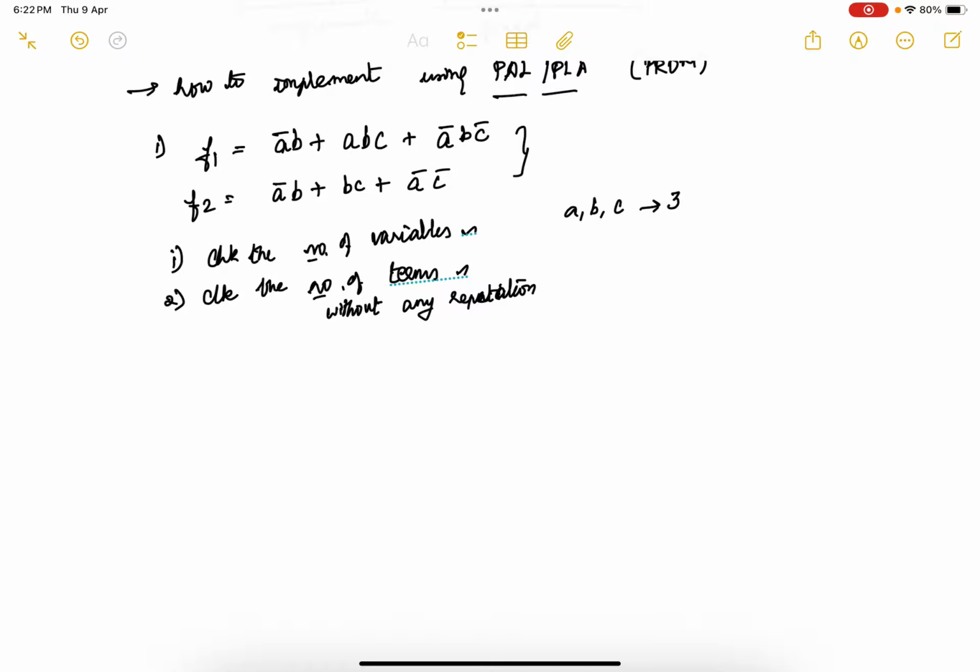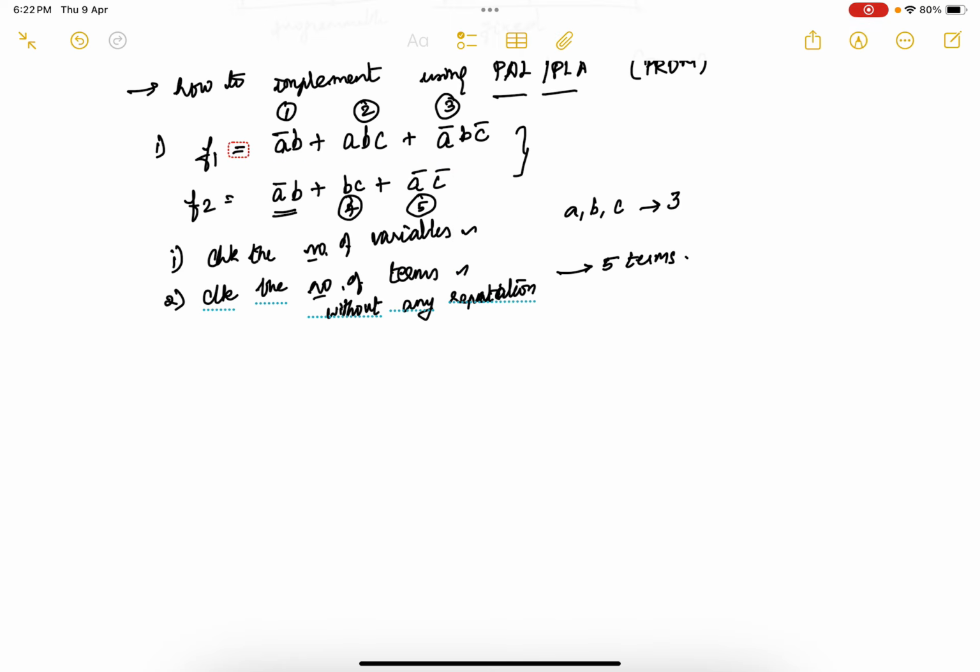If you see it that way, A bar B is one term, ABC is another term, and A bar B C bar is another term. A bar B already exists, so it is getting repeated and we should not count it. Another term is BC, and another is A bar C bar. So totally, without repetition, I have 5 terms.